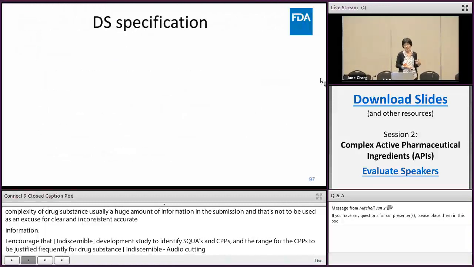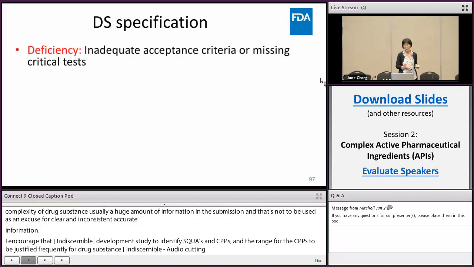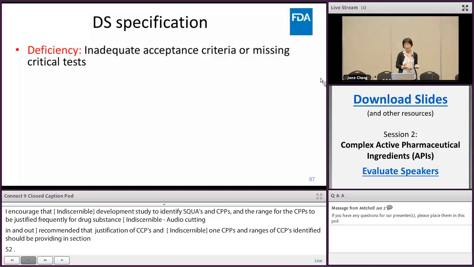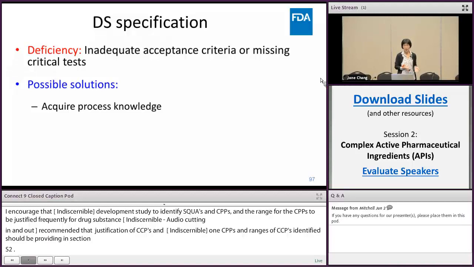I will now move on to the issues related to drug substance specification. Usually the issues are due to inadequate acceptance criteria or missing critical tests. To address this issue, I encourage you to acquire process knowledge to identify critical quality attributes. And once you identify these critical quality attributes, they should be included in the drug substance specification.